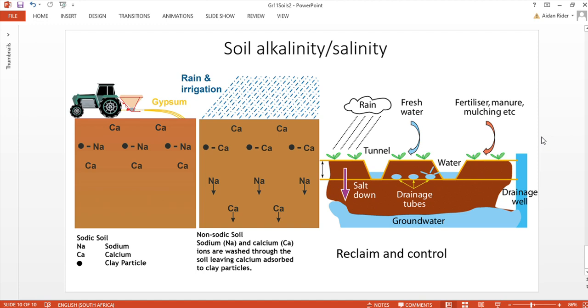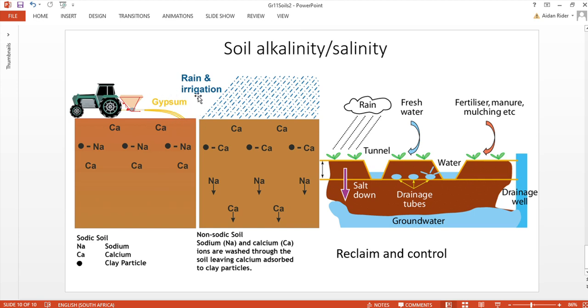Okay, so if it happens that the soil is alkaline, there's lots of salt in the soil, what can the farmer do to reclaim the soil, or try to make it neutral again? Okay, so what happens is there are lots of sodium ions attached to the clay again. So in this case, we have alkaline soil, pH probably above 8.5. What the farmer can do is add gypsum.